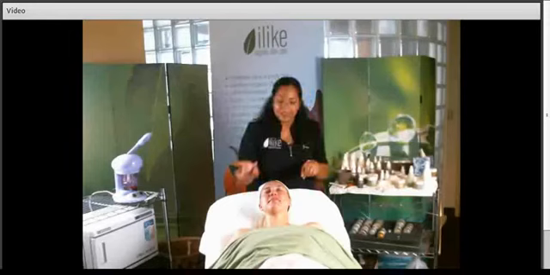If you're adding on an additional mask, then it would turn into a 90-minute treatment. We do have a 90-minute deep cleansing protocol as well as another option if you wanted to add on to the facial treatment.